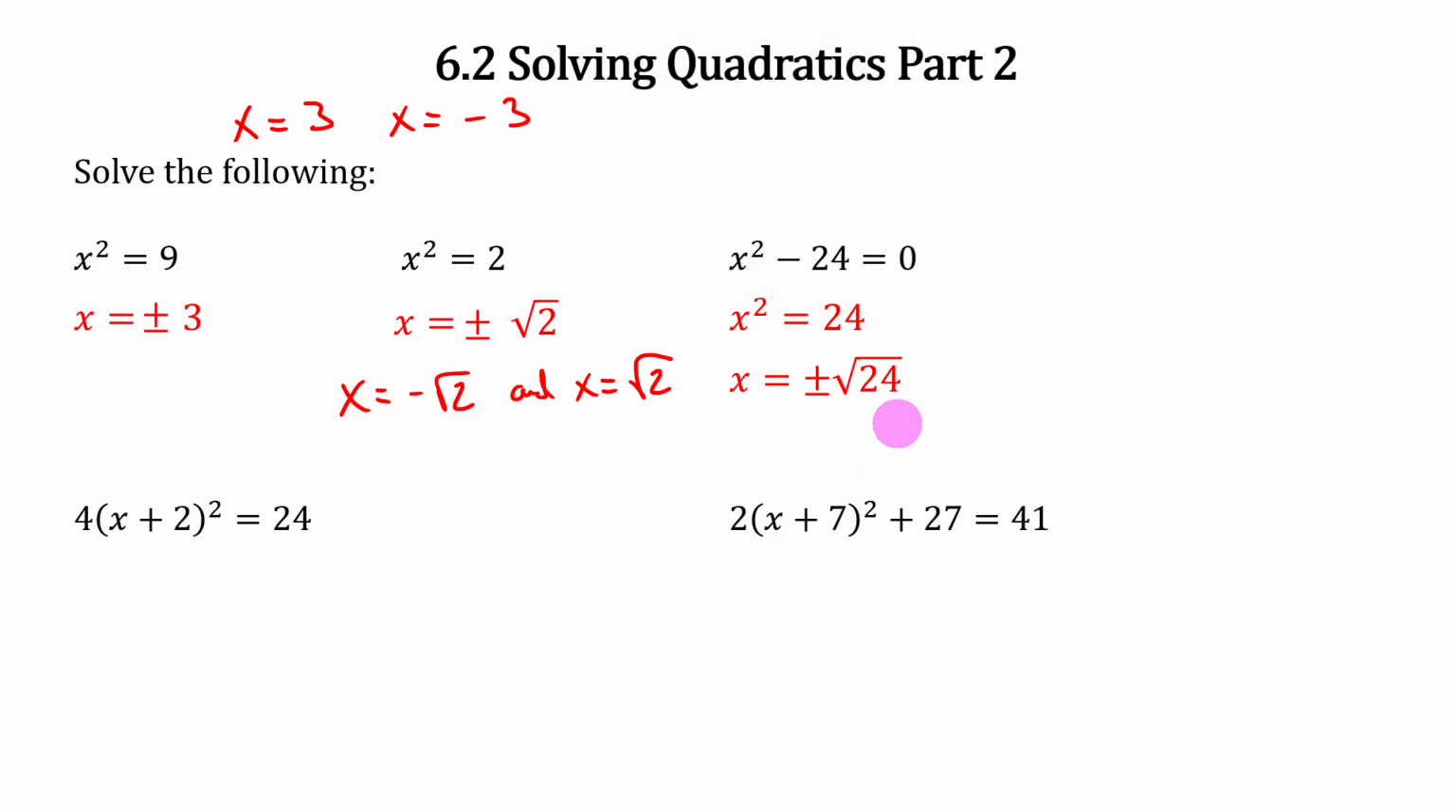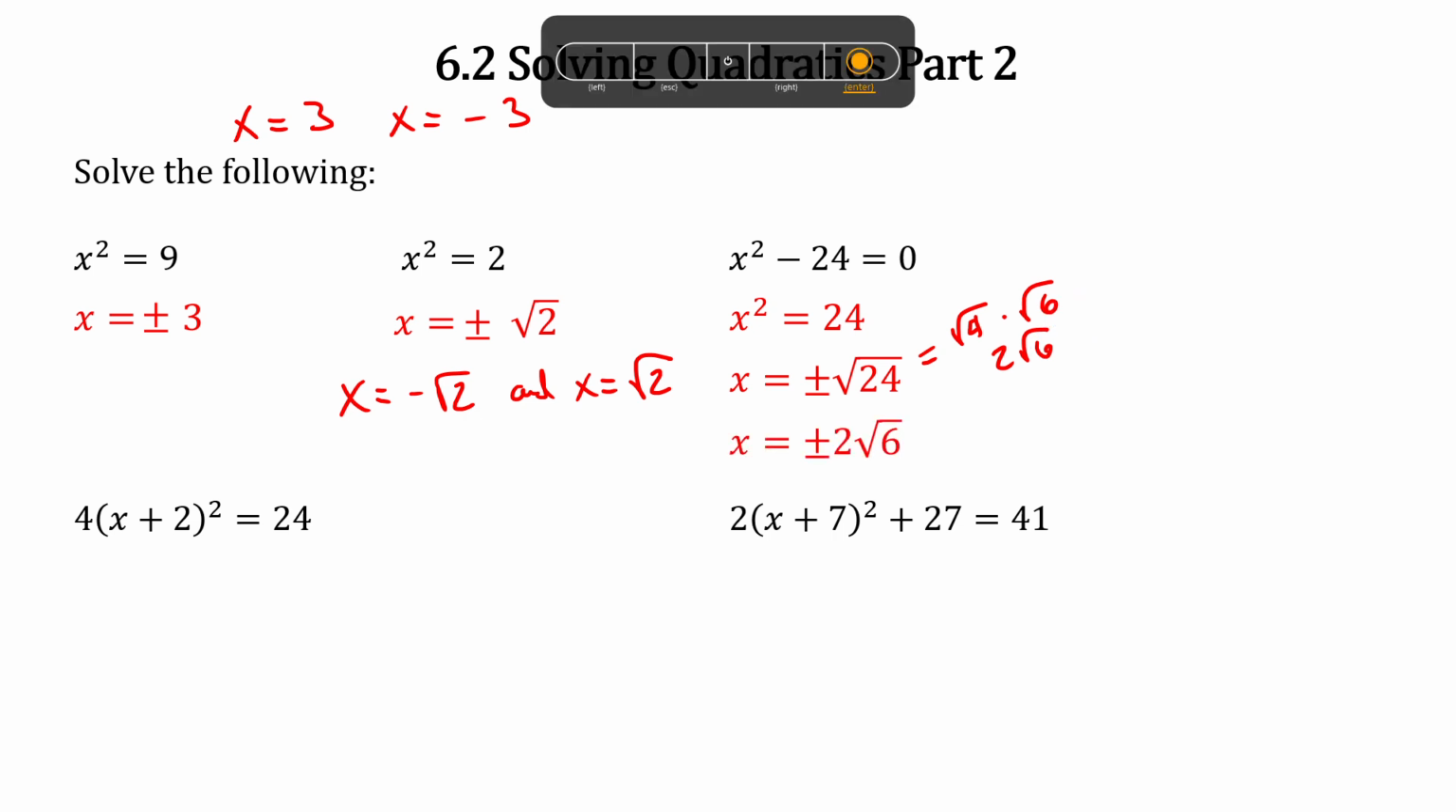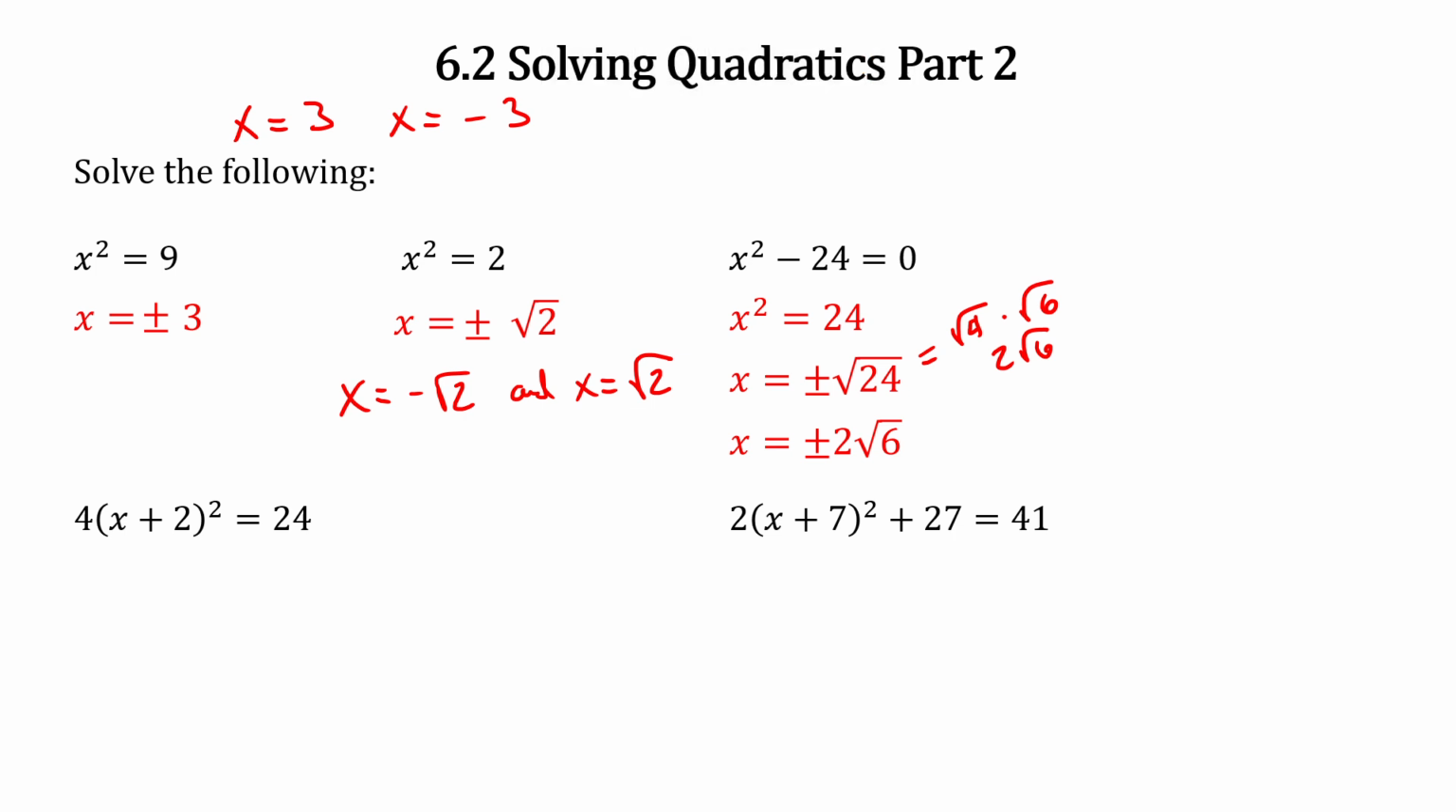Well, remember, we simplified this. The square root of 4 times the square root of 6. So 2 square roots of 6. So x is plus or minus 2 square root of 6.